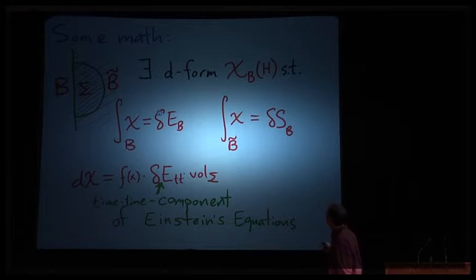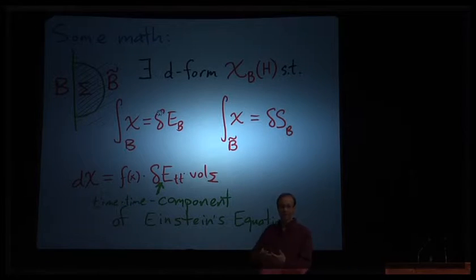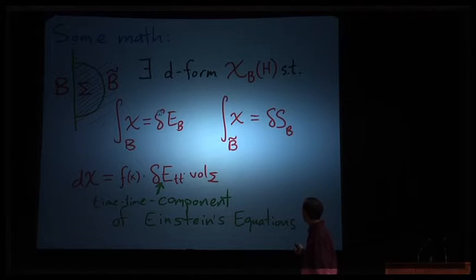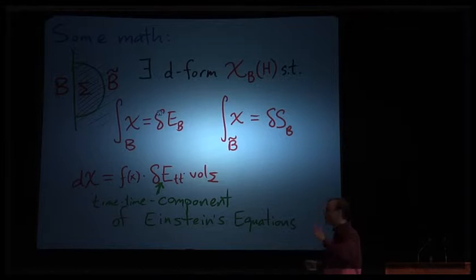It turns out that there exists a differential form in the space-time that one can construct in terms of that metric perturbation and your particular choice of ball, such that the integral of this differential form over B is delta E, that boundary integral. And the integral of this form over the interior surface is our delta S. And furthermore, the exterior derivative of this form gives us something in which the time-time component of the Einstein equations, or the left side of the Einstein equations, in terms of H appears. So the exterior derivative is the volume form on sigma times some positive function times this component of Einstein equations.